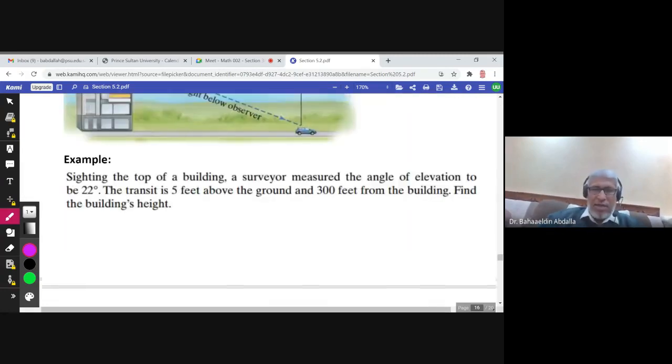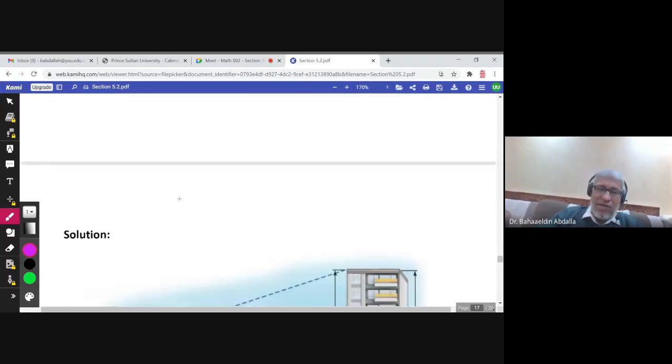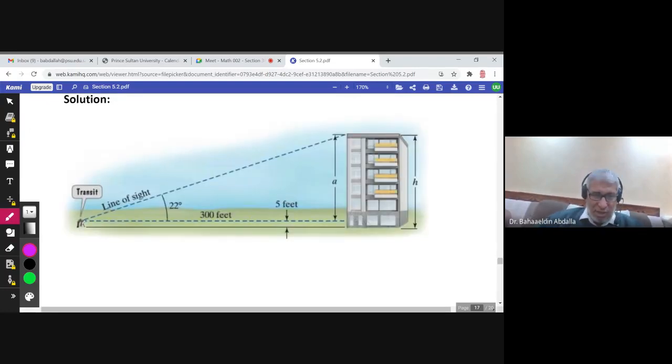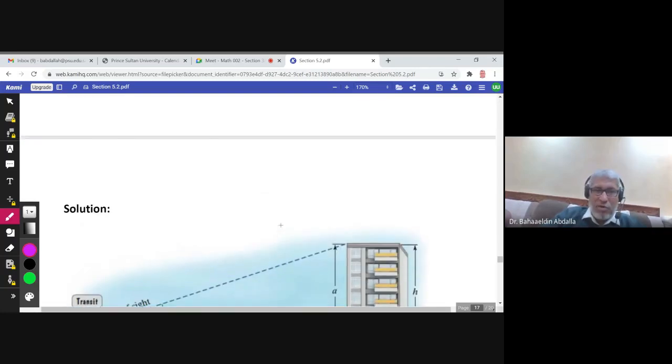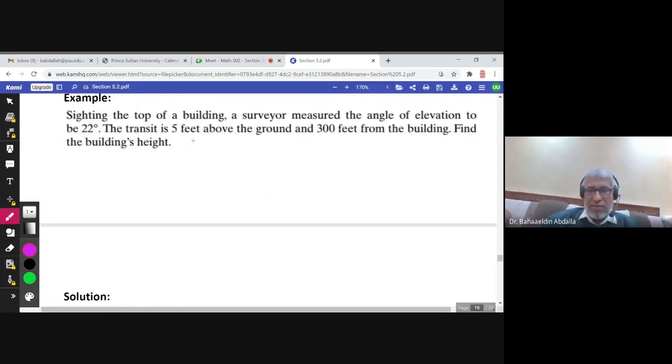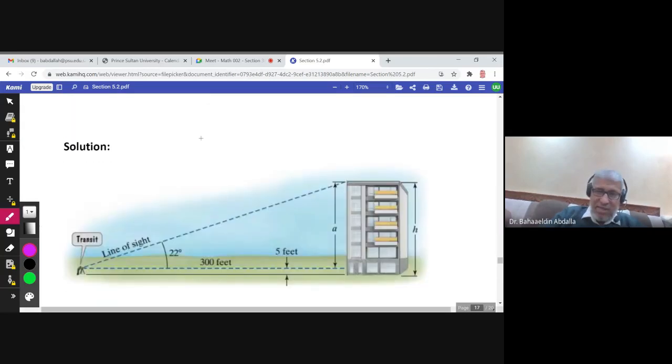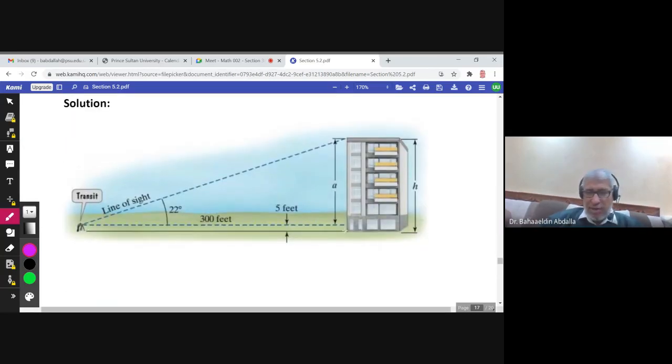The transit is 5 feet. What is the transit? This one, the small instrument here that he is looking through. This transit has 5 feet height. The height of the transit is 5 feet above the ground and 300 feet from the building. So he is standing 300 feet away from the building. So the distance between the transit and the building is 300 feet.